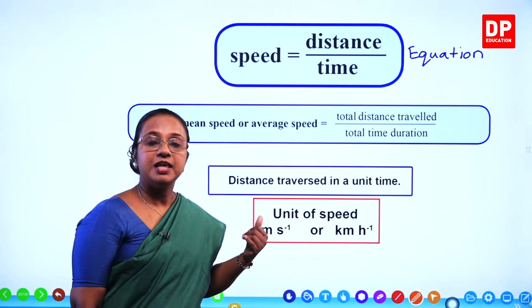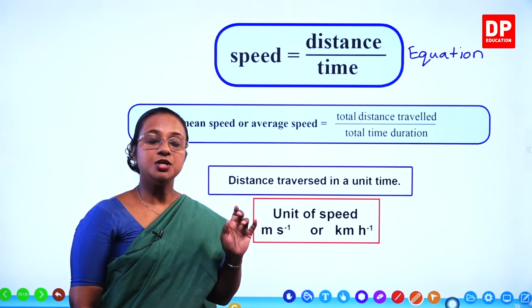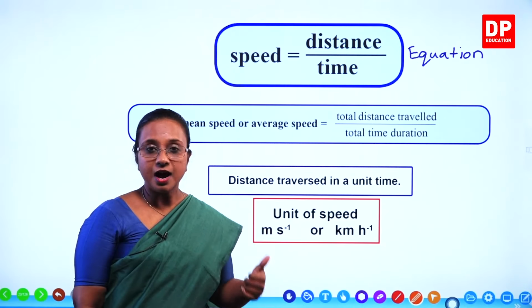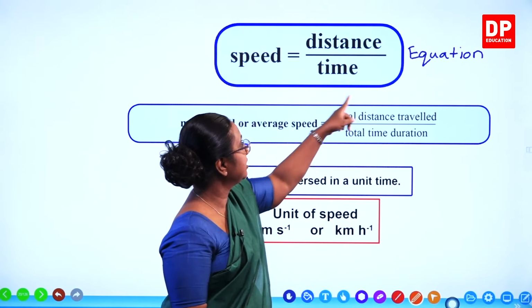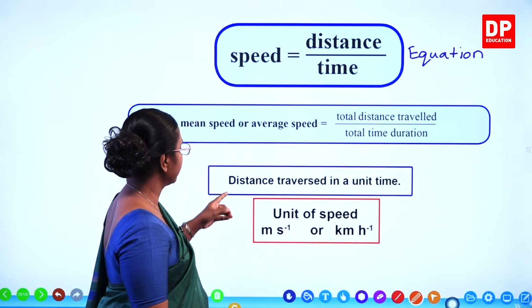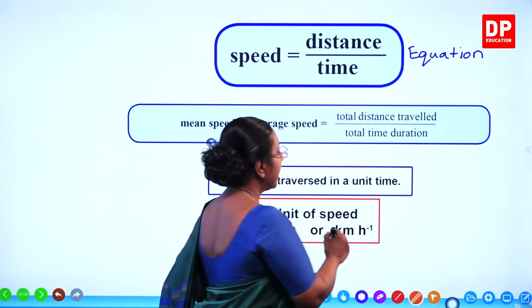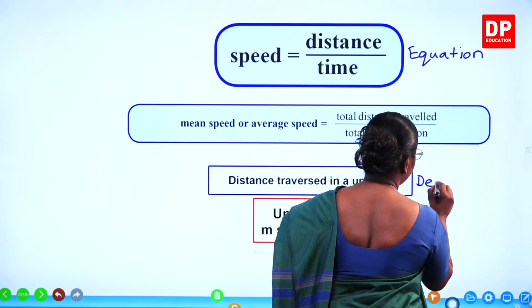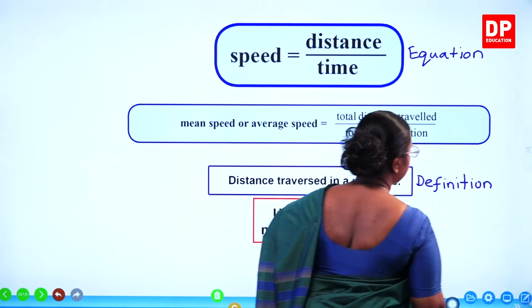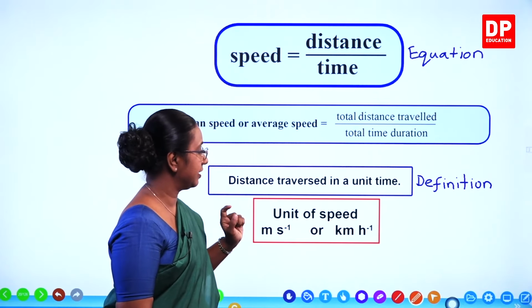At the same time, they can ask you to define speed. So remember, students, you have to look at the question properly. It is the same quantity. When they ask you to give the equation, you write it in this form. If they ask you to define speed, then you have to say the distance traversed in a unit time. So that is the definition for speed. The same quantity, equation and definition.